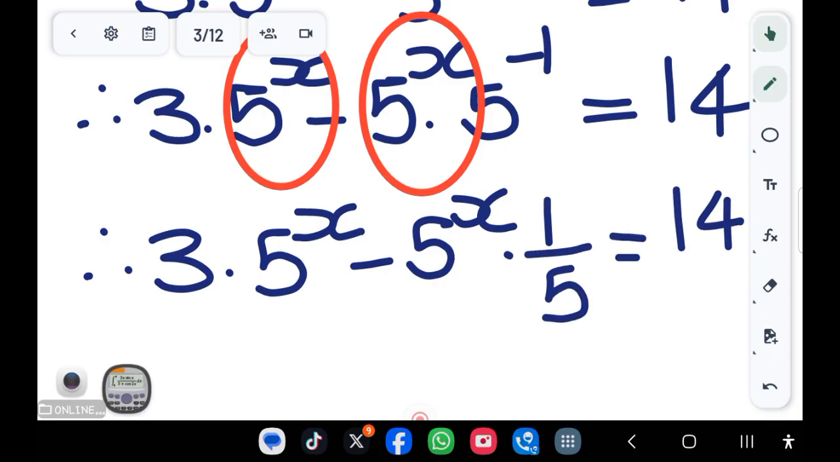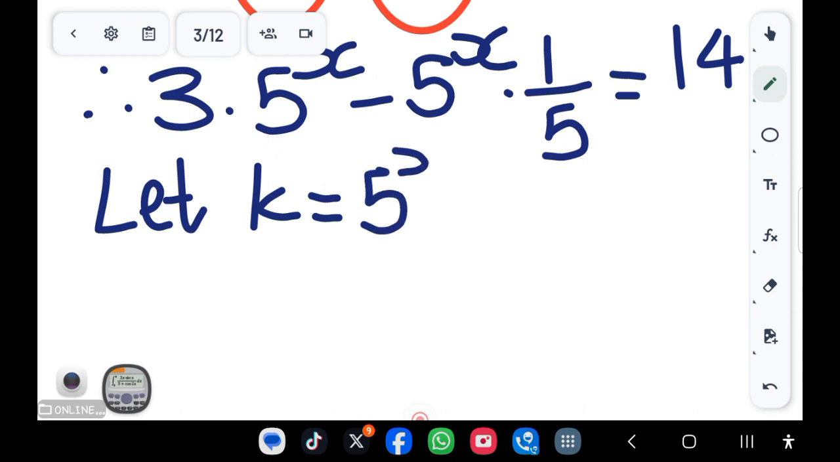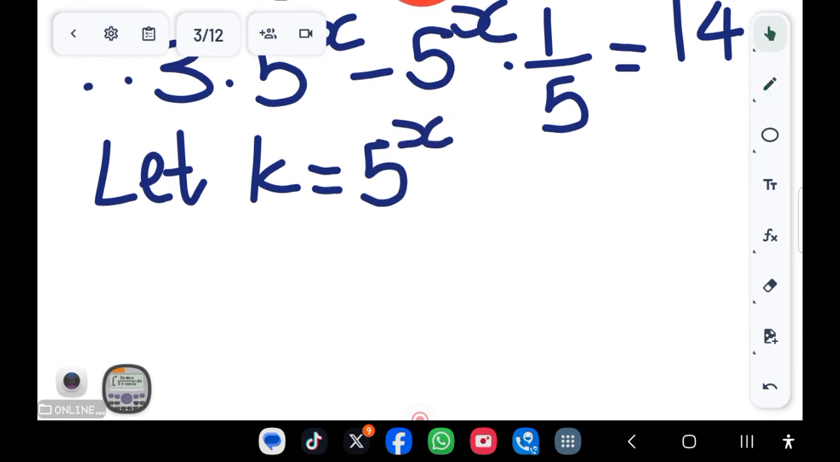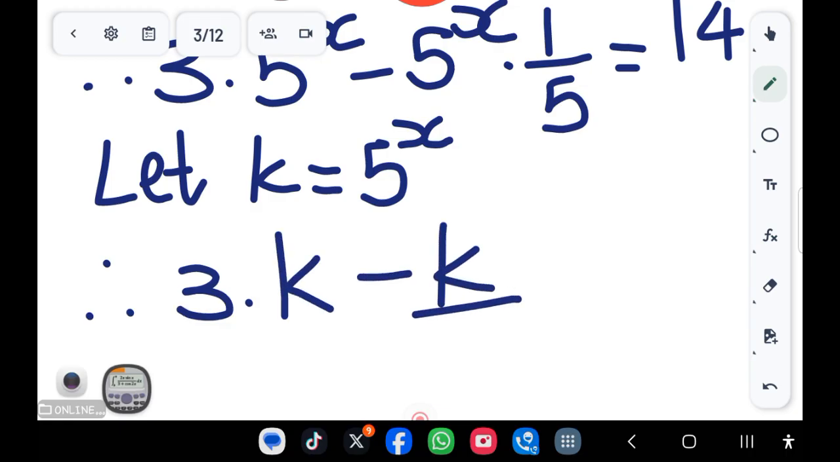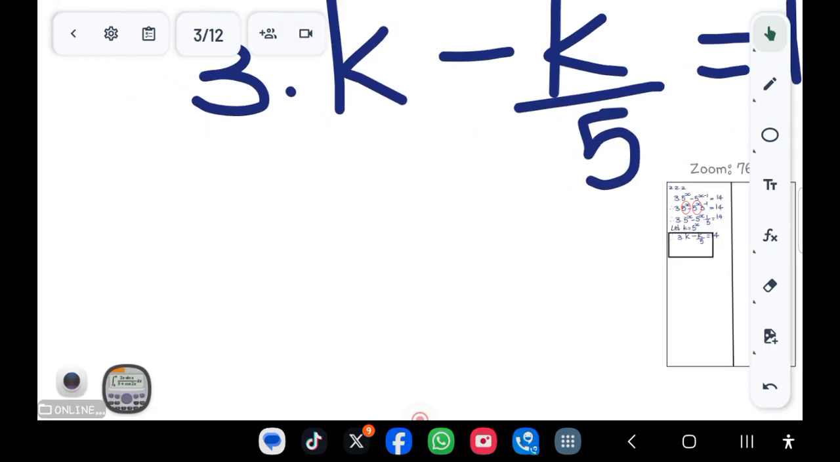Now let k equal 5 to the power of x, just to make your life easier. Now let's replace everything by k. You don't have to do this. It just makes life so much easier, especially for those people that struggle to work with powers like this when they are raw.